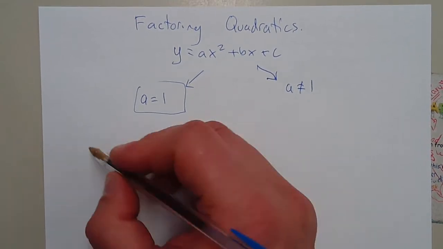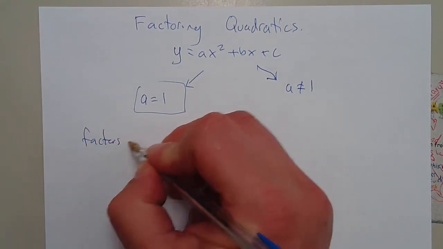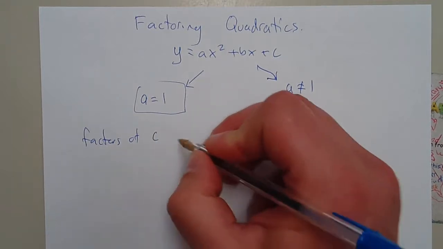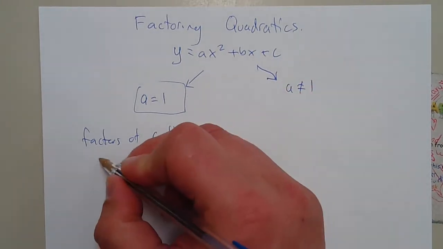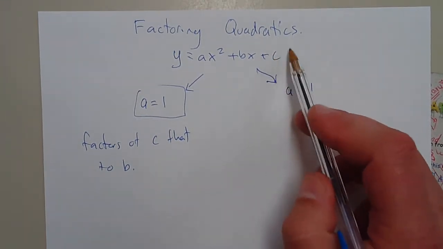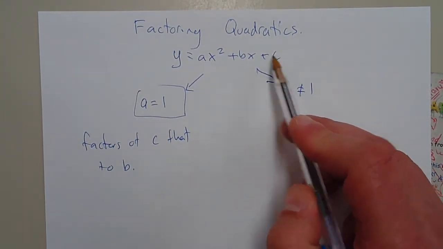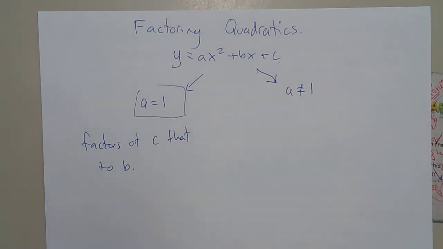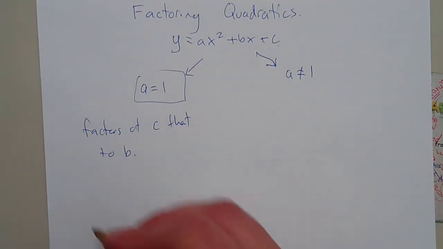You're going to take factors of c that add to b. That's what we're going to look for. So we're going to look at factors of this c number. We're going to find a pair of factors of c that add to this b number, and we're going to use those to write the factored form. So I'll give you an example here.